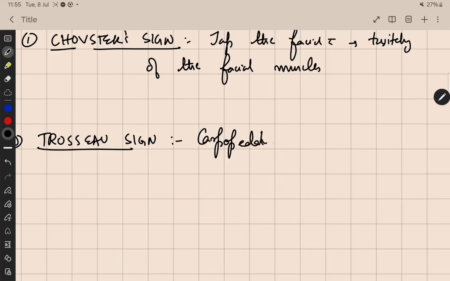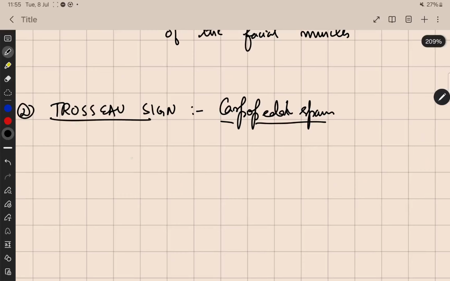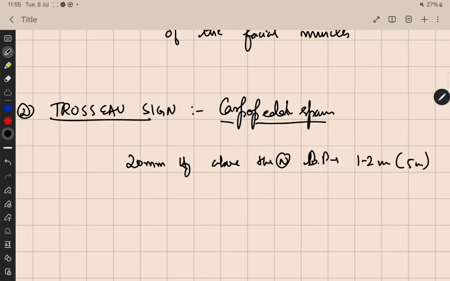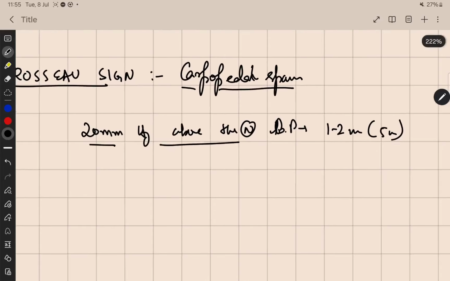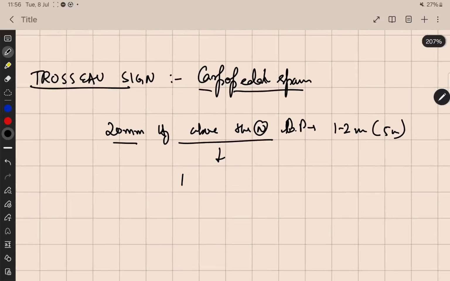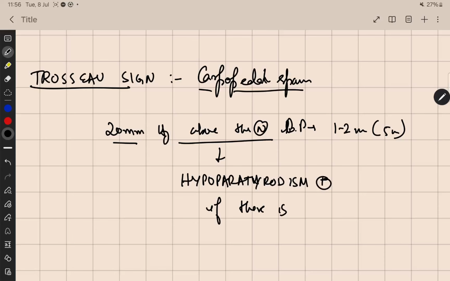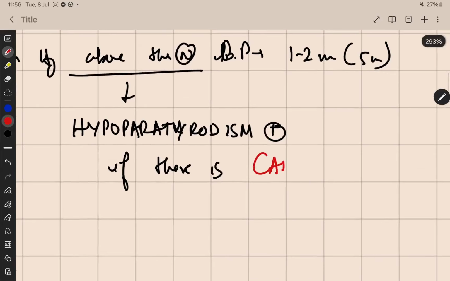That means what we do is we will generally inflate the BP cuff 20 millimeters above the normal blood pressure, and will keep it for 1 to 2 minutes or sometimes 5 minutes as well. So there will be carpopedal spasm, there will be spasm of the hand, and this will show us the sign of hypoparathyroidism due to decrease in calcium. Trousseau sign is positive if there is carpopedal spasm.